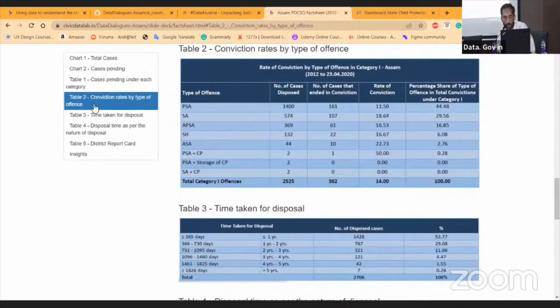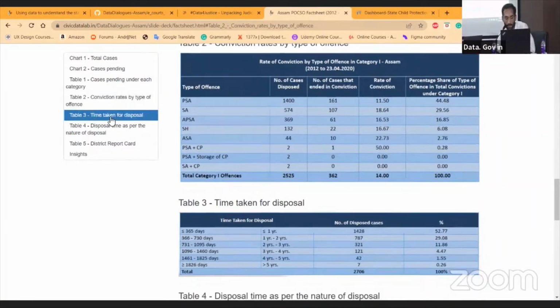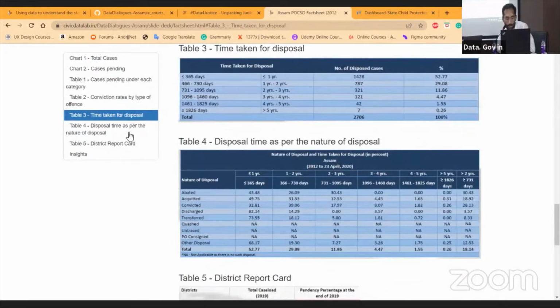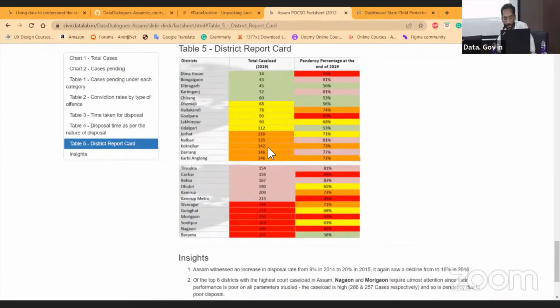There are conviction rates by the type of offense, which is possible because the data was captured at this level. Time taken for disposal of a case, and disposal time as per the nature of disposal. The last one is a bit interesting. Even the Finance Commission has supported fast track courts. I think the grant they had, the 5,000 crores or 10,000 crores, was mostly to develop fast track courts across the country. But there wasn't any logic shared in terms of where these courts should be built, depending on the caseload and pendency and other things, like why and where a fast track court is needed.